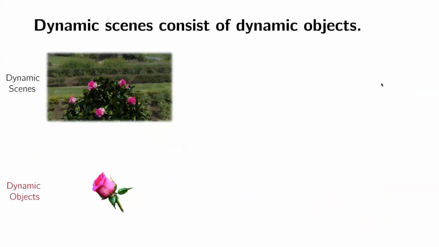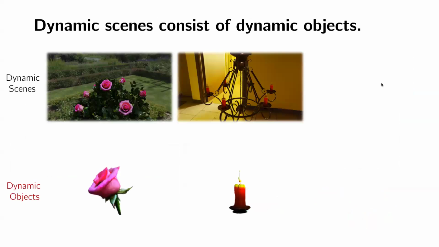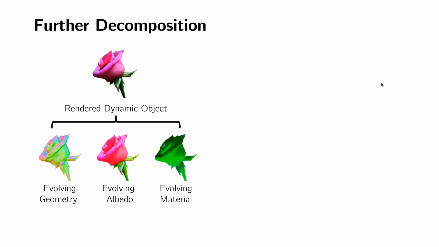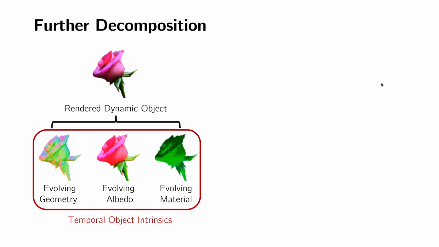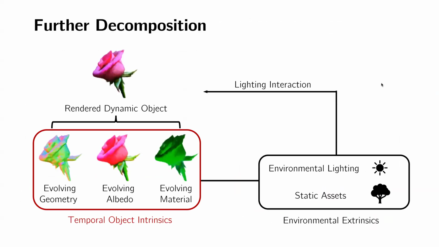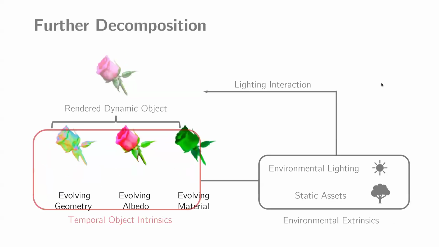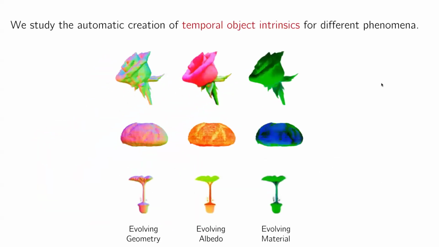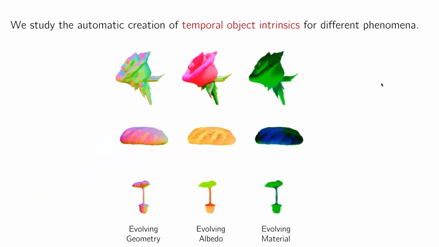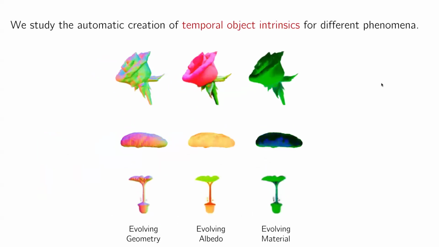The dynamic objects span all these different domains, but if we decompose them a bit further, they include evolving geometries, evolving albedo, and evolving materials. These are the intrinsics we've worked on before, but now you want to capture the dynamic process, so they are evolving. So we call this the temporal object intrinsics. And then, similar to the static cases, you can put them together with environmental conditions, backgrounds, and lightings, and you should be able to re-render and generate objects, but now in 4D. So the question is: how can we automatically discover and create these temporal object intrinsics for different phenomena, maybe with guidance from images or videos?